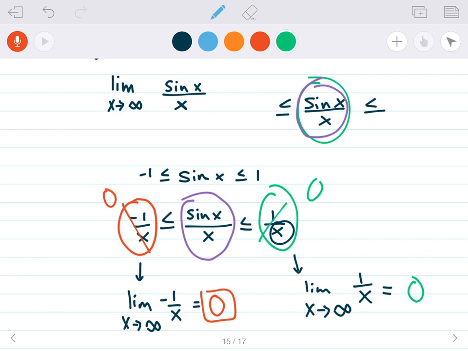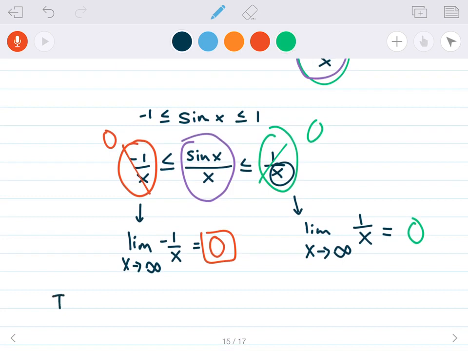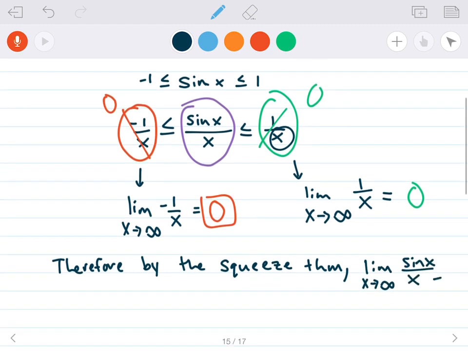Therefore, since the functions on either side of the function we're interested in have limits that go to 0, the one in the middle goes to 0. So we can say it fancy. We can say, therefore, by the squeeze theorem, the limit as x goes to infinity of sine x over x is going to equal 0. Okay, that's our answer here.